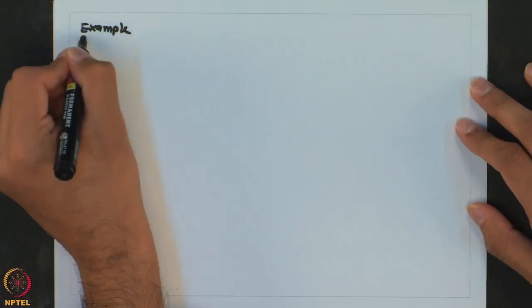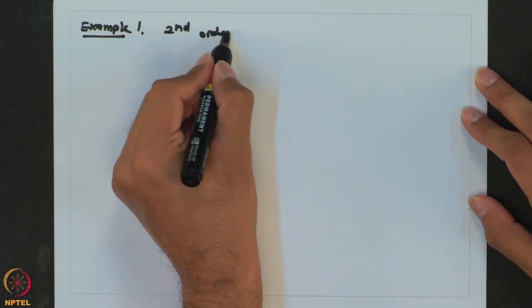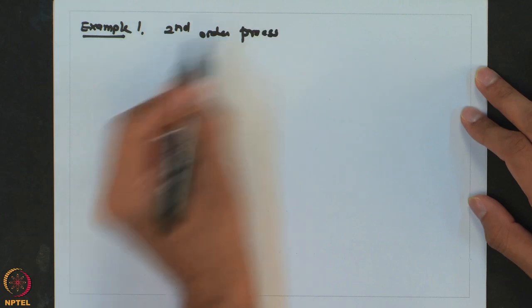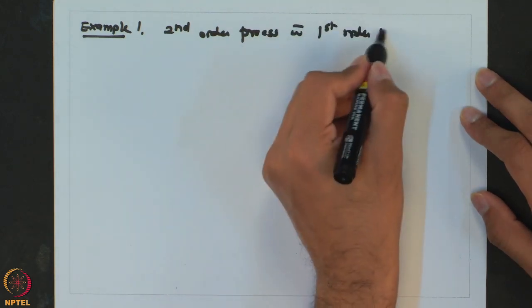So let us try to see the effect of this by using a simple example. We will take a second order process with first order numerator dynamics.